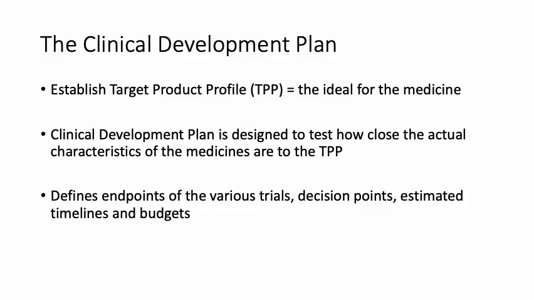For the Clinical Development Plan, which is the roadmap which details how the company will design the studies to obtain all of the information that's required, the company will generally start by looking at the unmet need in the therapeutic area and creating a broad wish list, that is the target product profile for what an ideal medicine in this therapeutic area would achieve. The clinical development plan is designed to test how close the actual characteristics of the medicine are to the TPP. It defines endpoints of the various trials, decision points, estimated timelines and budgets.